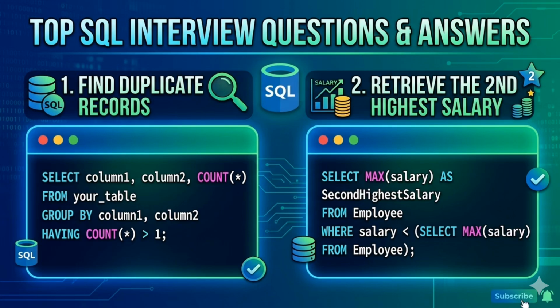Question 2. How do you retrieve the second highest salary from an employee table? A common interview favorite. SELECT MAX(salary) AS second_highest_salary FROM Employee WHERE salary < (SELECT MAX(salary) FROM Employee). Here's how it works. First, the subquery finds the highest salary. Then, the outer query selects the maximum salary below that value, giving you the second highest salary. These SQL patterns are essential for interviews and real-world database problem solving.